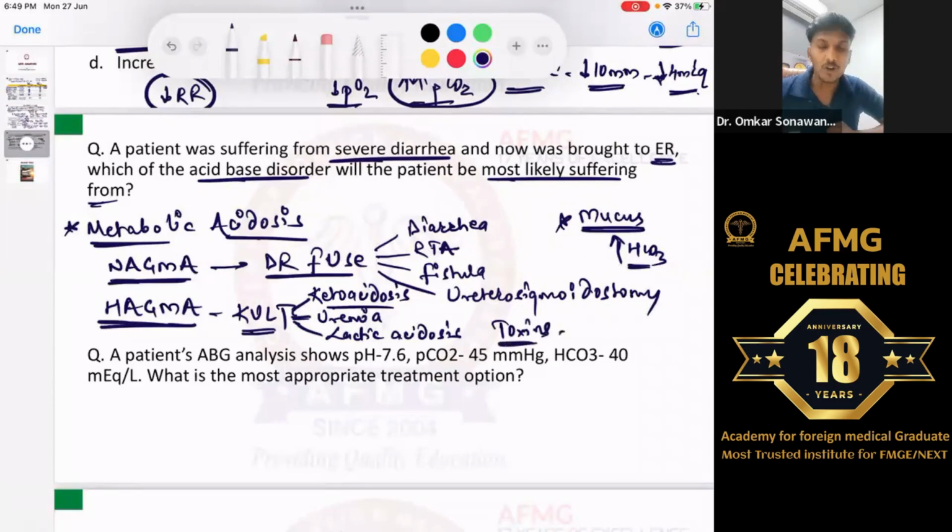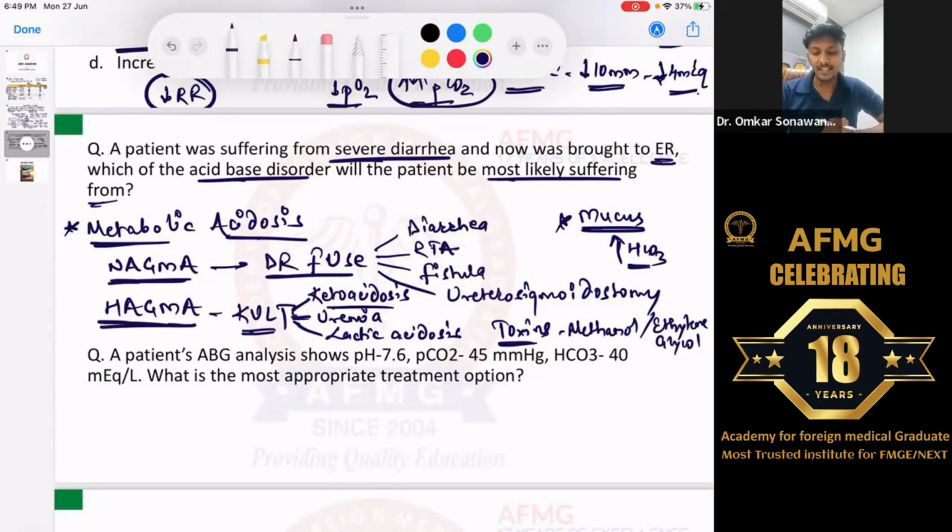And which type of toxins are known to cause metabolic acidosis? These are toxins like methanol, that is methyl alcohol, or toxins like ethylene glycol. So either methanol poisoning or ethylene glycol poisoning are known to cause metabolic acidosis in the patient, that is high anion gap metabolic acidosis. Okay, no issues with this.